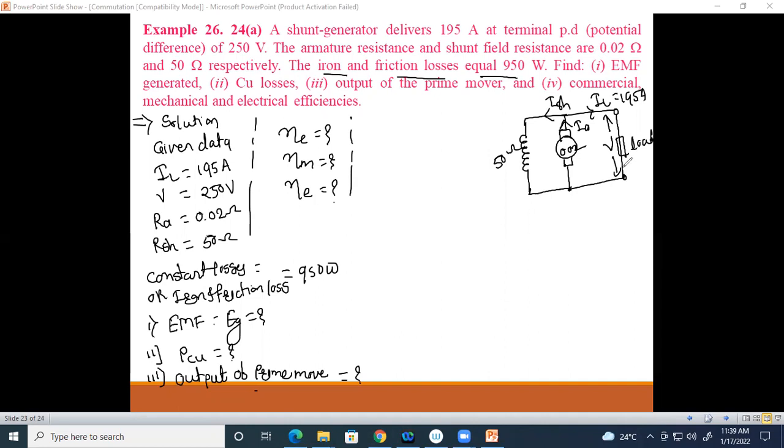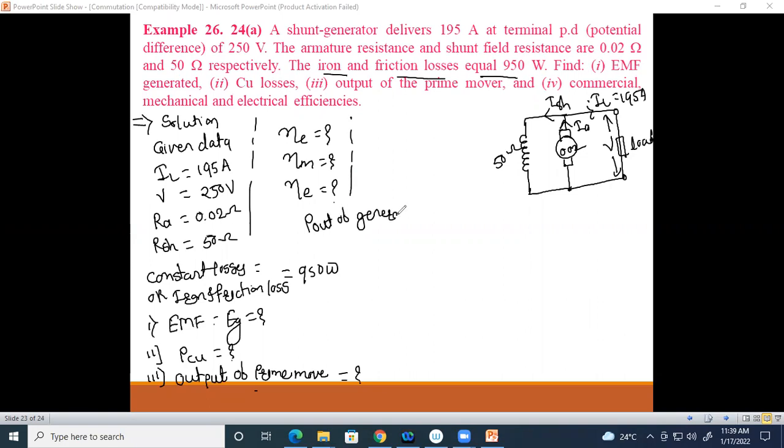So we want to calculate the copper losses. Once we calculate the copper losses, we will get the total losses. Once we calculate the total losses, then we are able to calculate the input of the prime mover. The load current IL is given, terminal voltage V is given. So we are able to calculate the power output, P out, of the generator.